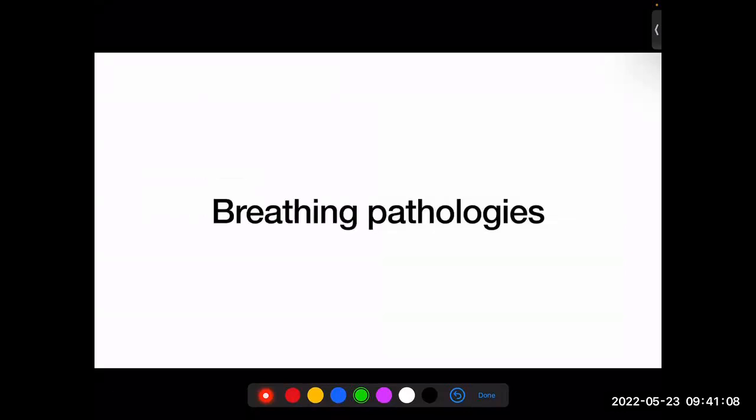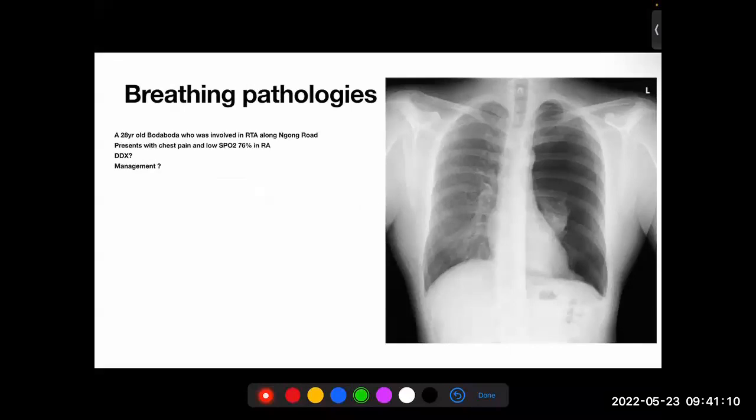So how to avoid it? Aspirate, aspirate. Next, I think that's about enough for airway. Okay, let's talk about breathing pathologies. Lungs. Somebody, what are you seeing?